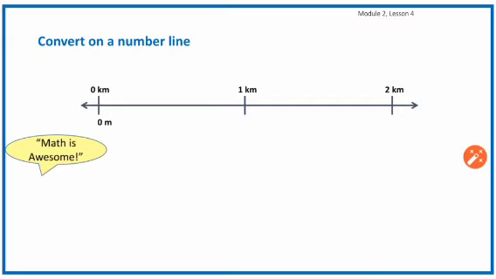Now, let's go to our problem set, a concept development for this lesson. Convert on a number line. So the first one we have there is 0 kilometer. And under it you have 0 meter. And we have 1 kilometer, and there is no meter under. You have to look for the meter. And the next we have what? 2 kilometer.